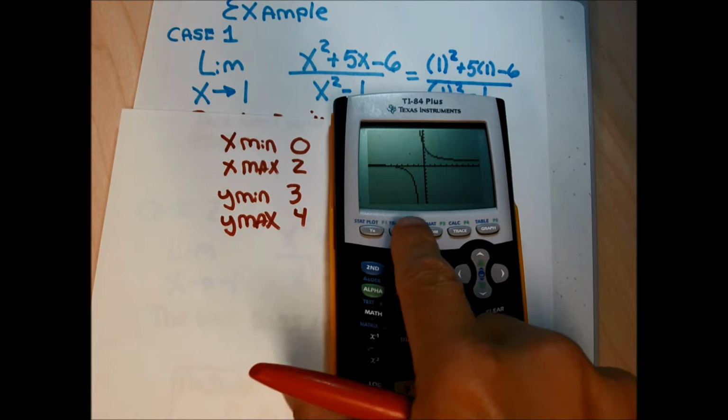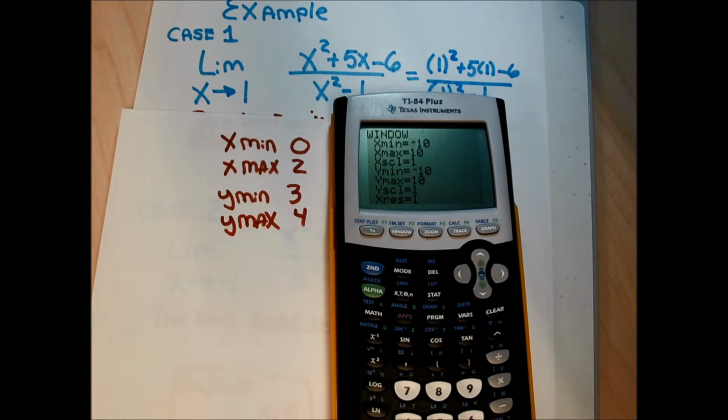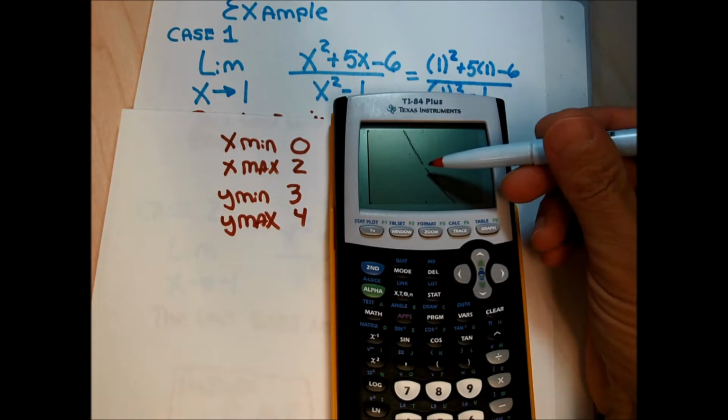So I'm going to tighten up this window. I'm going to make my x min 0, my x max 2, my y min 3, my y max 4, and when I hit graph, it's going to show just the segment of the graph that I'm trying to find the limit at, and there's going to be a big old hole in it. And this is the point x equals 1, y equals 3.5, where that hole exists.